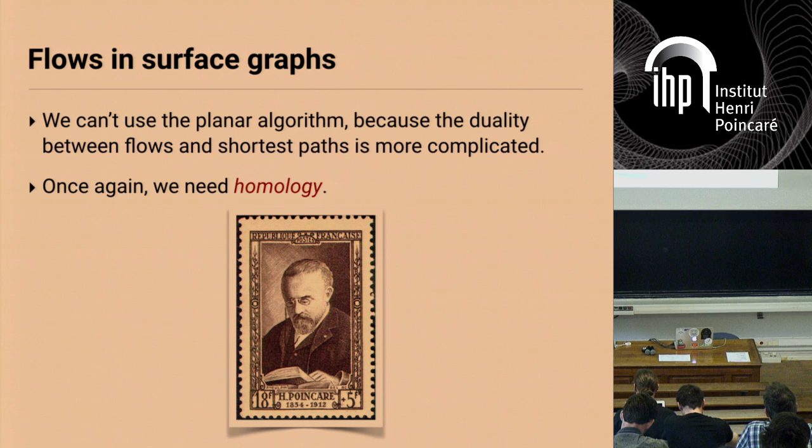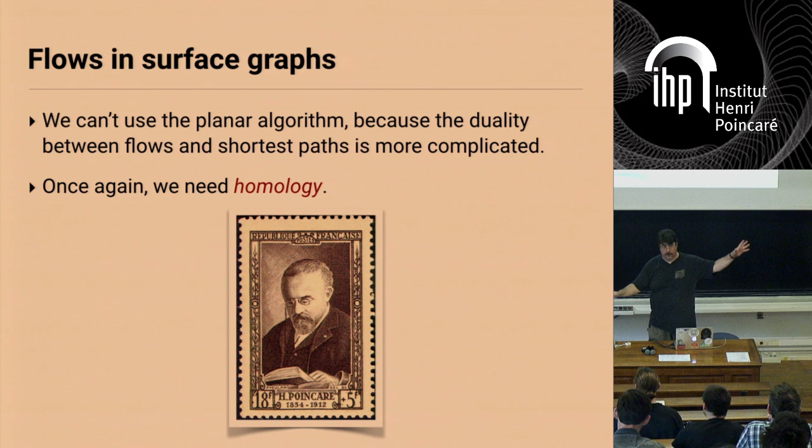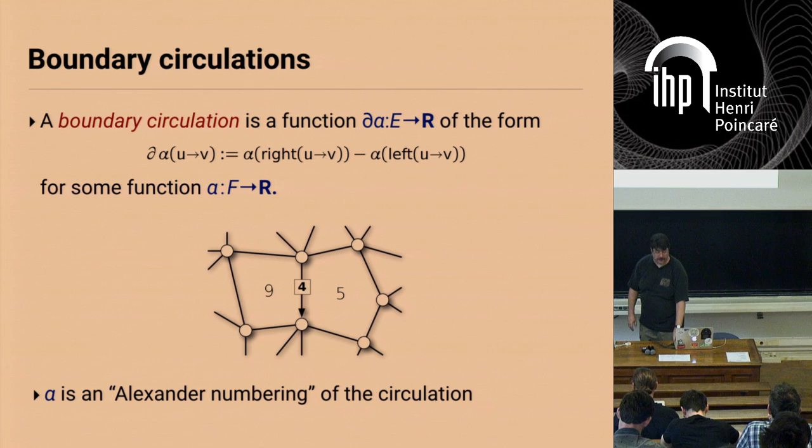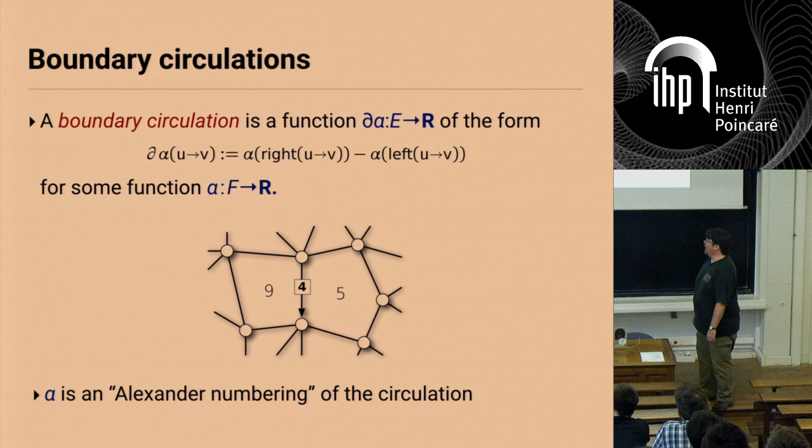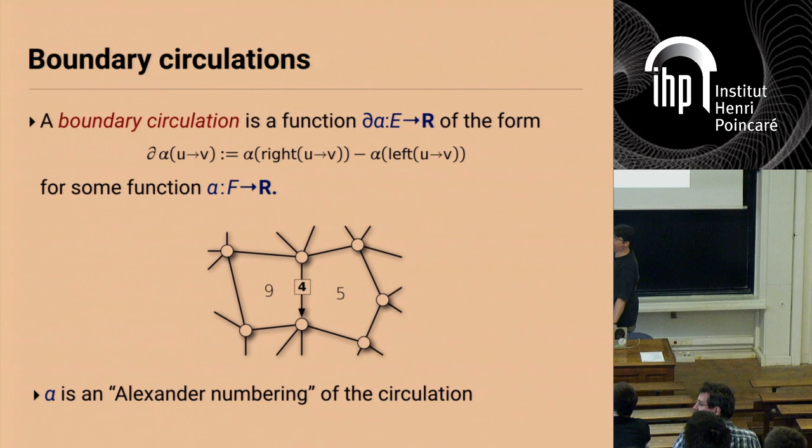When we go to higher genus surfaces, there is no longer a one-dimensional version of flow that we need to contemplate, because there's, in fact, an entire homology space of flows that we need to contemplate, a 2G plus one-dimensional thing. So instead of thinking about homology in Z2 coefficients, we think about homology in real coefficients. And what homology in real coefficients means is a boundary circulation is something that you get by taking the boundary of a function from the faces to the reals. If I assign a real number to every face, then the value that I attach in the boundary circulation to an edge is the value to my right minus the value to my left.